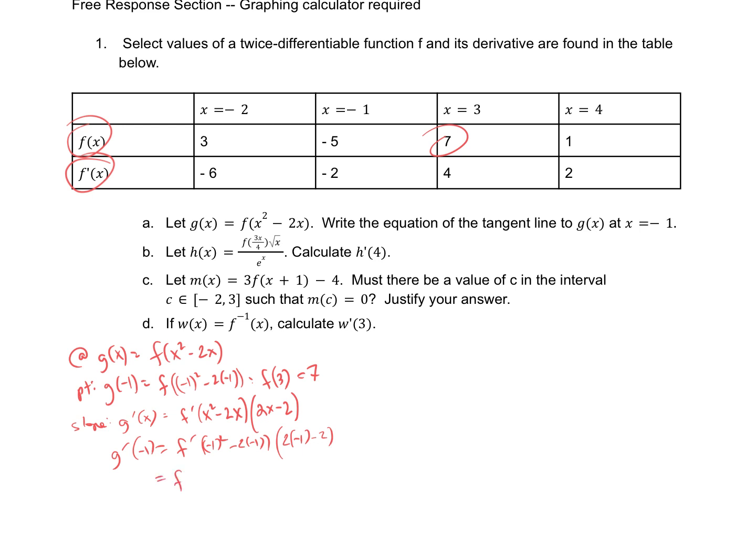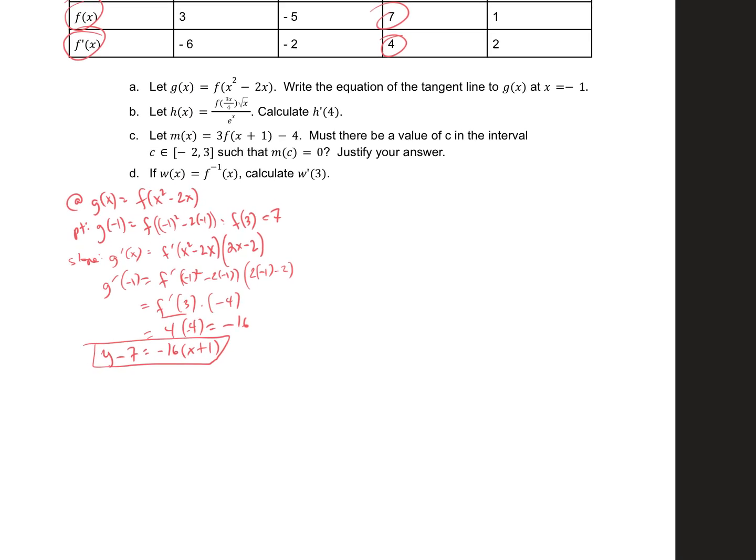So again, I get 3 on the inside, but it's f prime of 3 this time. And then at the end here, I get times -4. Well, f prime of 3 is 4. So my slope is -16. So now I'm going to use the slope and the point to write the equation of the line. And any form will do. So that's part A.